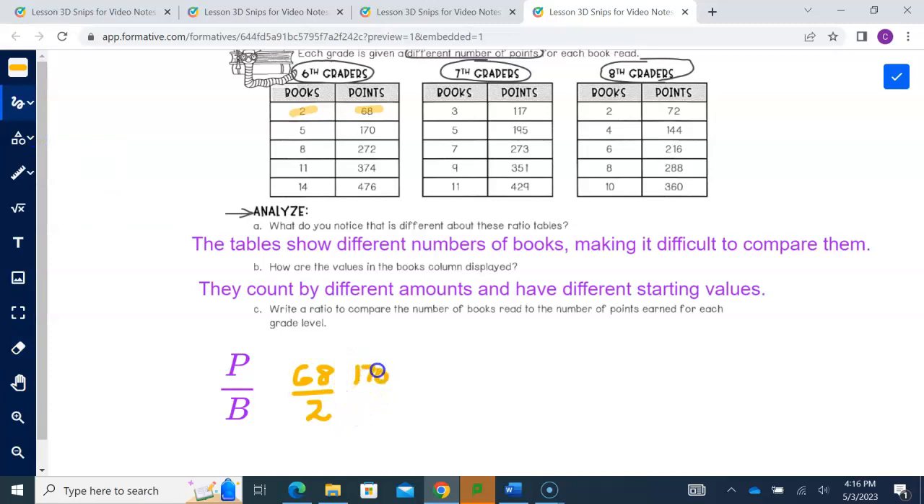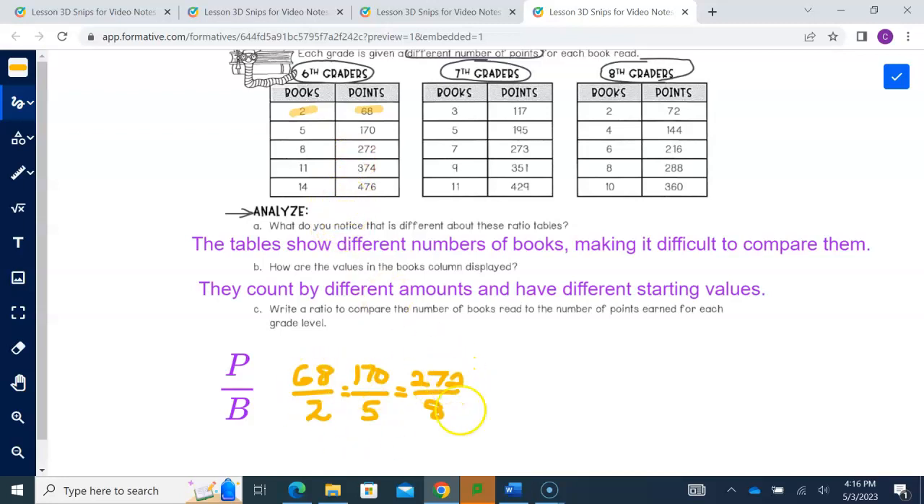170 points to reading 5 books. And then 272 points for reading 8 books. So these ratios are all actually equivalent ratios. They're all the same. And because they had a set amount of points they gave for each book, it was a set amount that they earned.